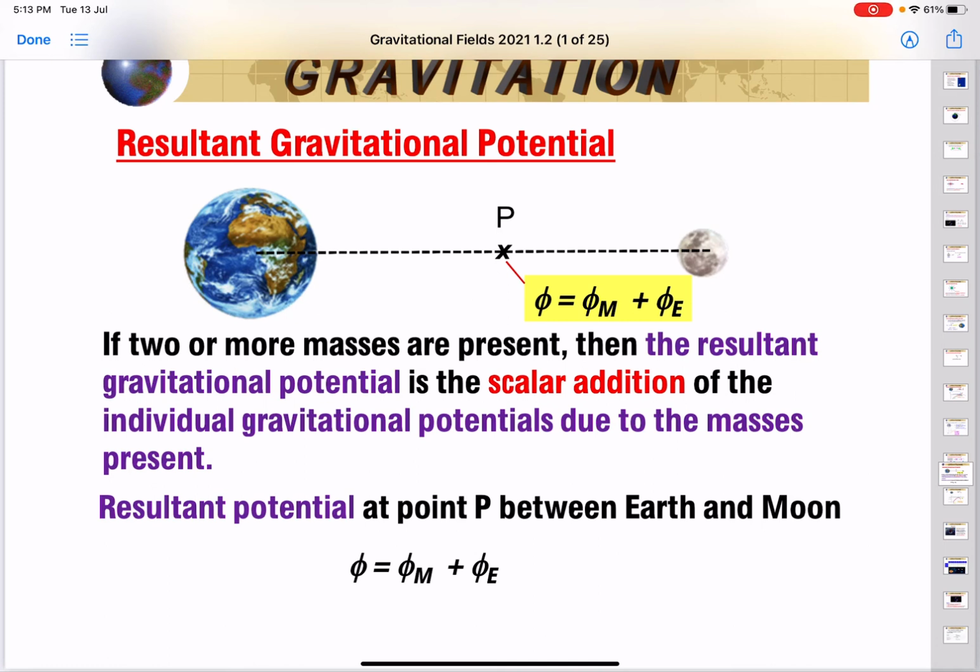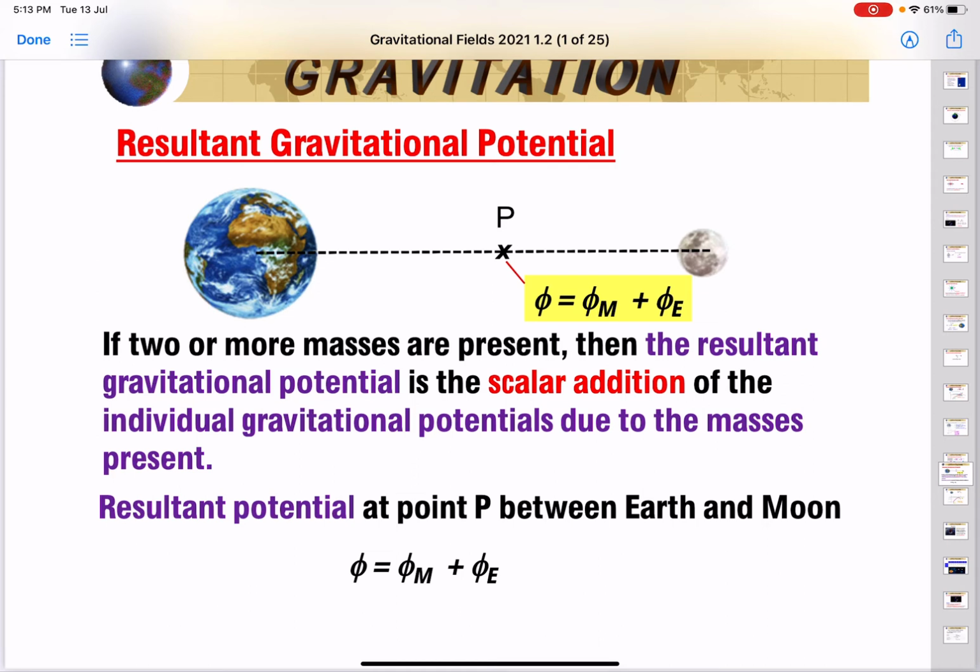In the last lecture, we have introduced the physical quantities gravitational potential energy and gravitational potential. And we have emphasized that they are both scalar quantities. So now we want to see how we can find the resultant gravitational potential if we have more than one massive object that's present.